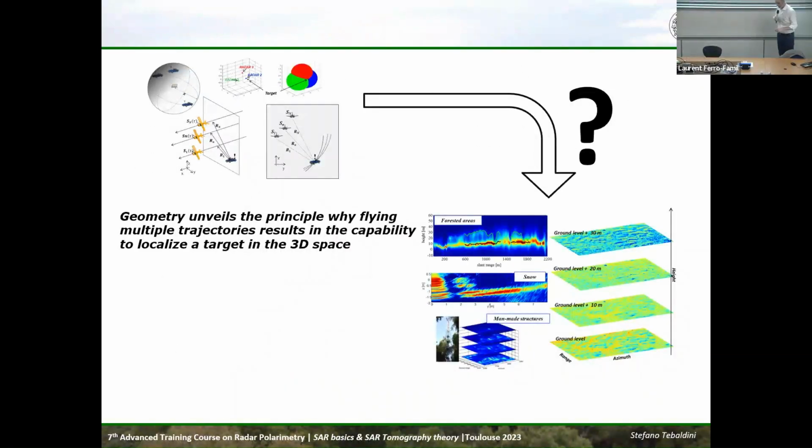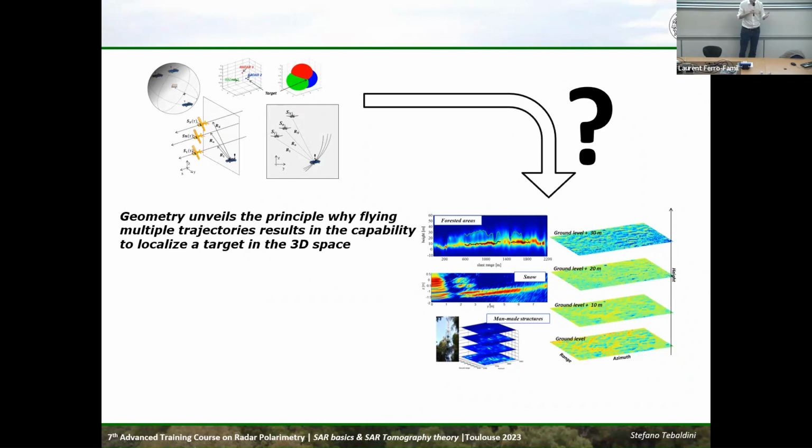Now, so far so good. I always like this geometrical approach. This is where I start with everything in my lectures, because it provides you, I think, with a very robust, very solid understanding of why radars can be used to localize targets in 1, 2, or 3D.